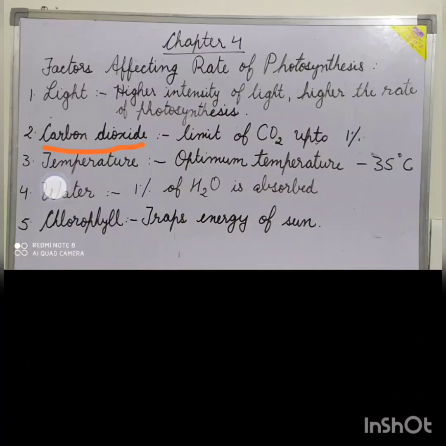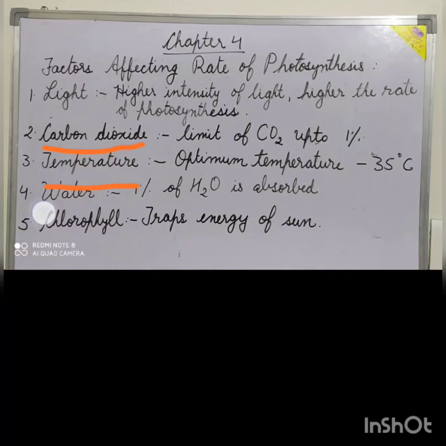Next factor is temperature. Higher the temperature, faster the rate of photosynthesis. The rate of photosynthesis rises to the optimum temperature of 35 degrees Celsius, after which the rate of photosynthesis falls down. It gradually stops above 40 degrees Celsius. So the best range for photosynthesis is 35 to 40 degrees Celsius.